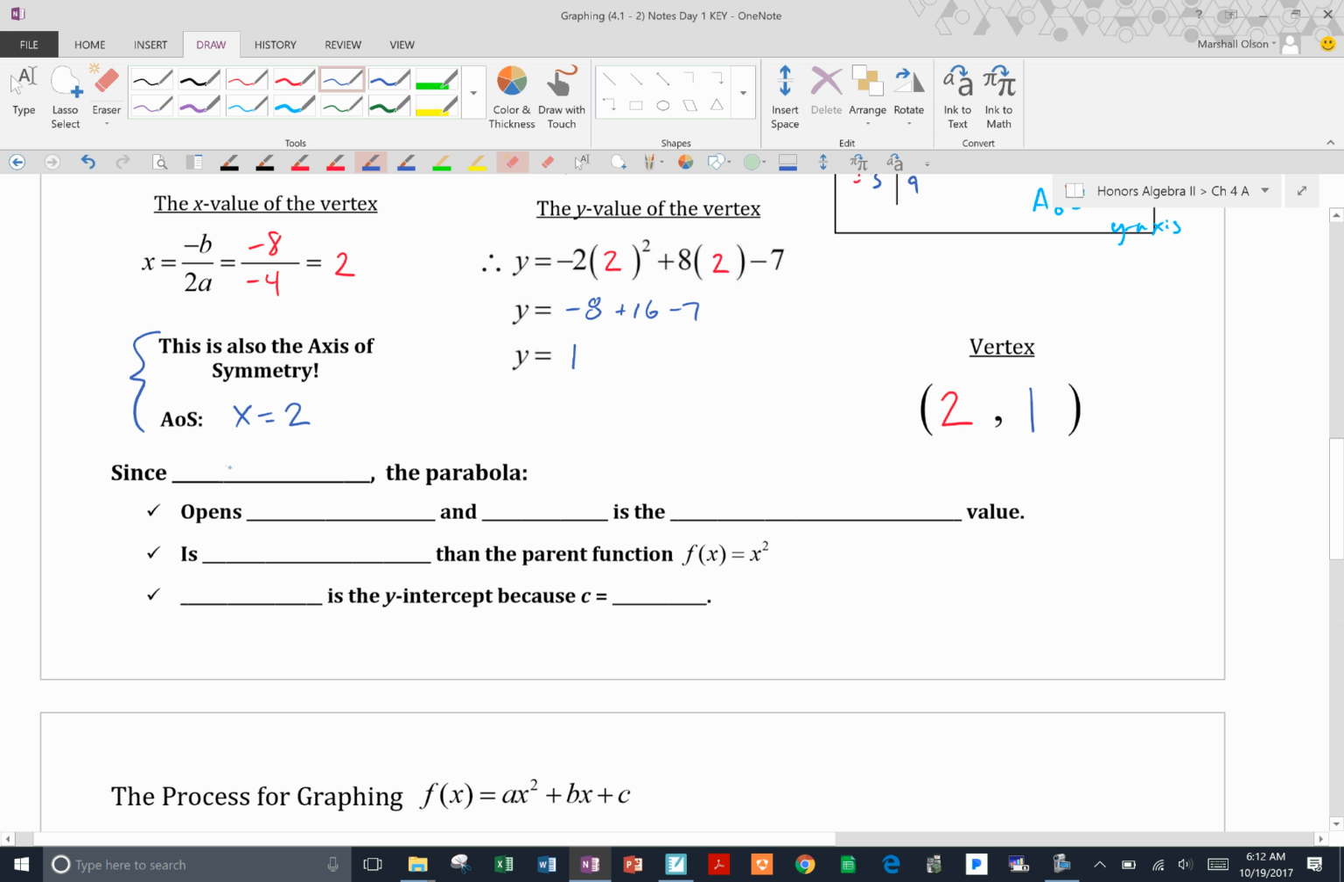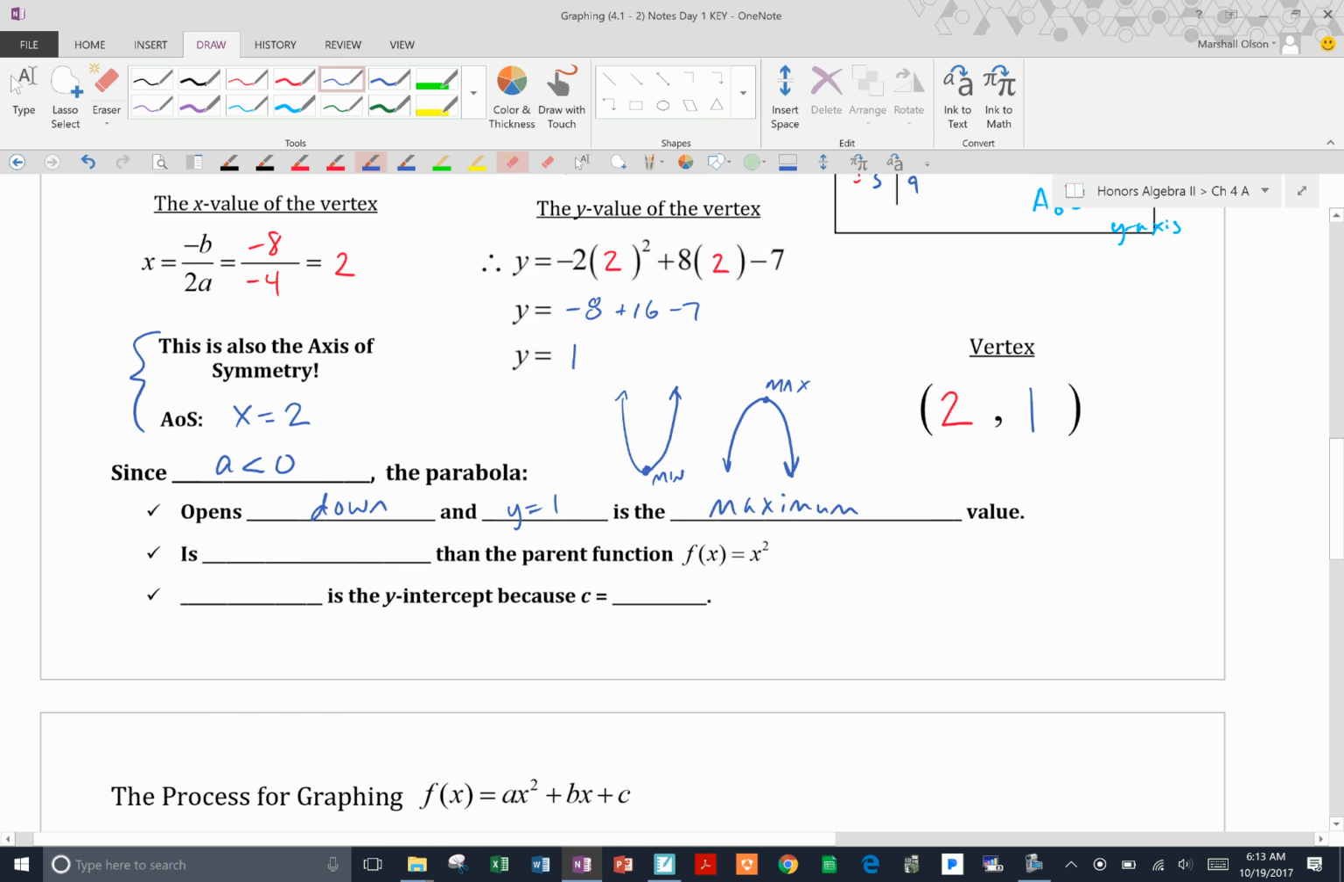All right, since a is negative, a is less than 0, we know the parabola opens down, and y equals 1 then is the maximum y value, or just the maximum value. I think it's okay if we just leave it like that. Anytime you have a parabola opening down, your y value of the vertex is going to be a max value. Anytime you have the parabola opening up, it's going to be a minimum value. You'll actually have questions on your homework that say, find the minimum and maximum value. Guess what? You're just finding the vertex, and you're naming the y value.